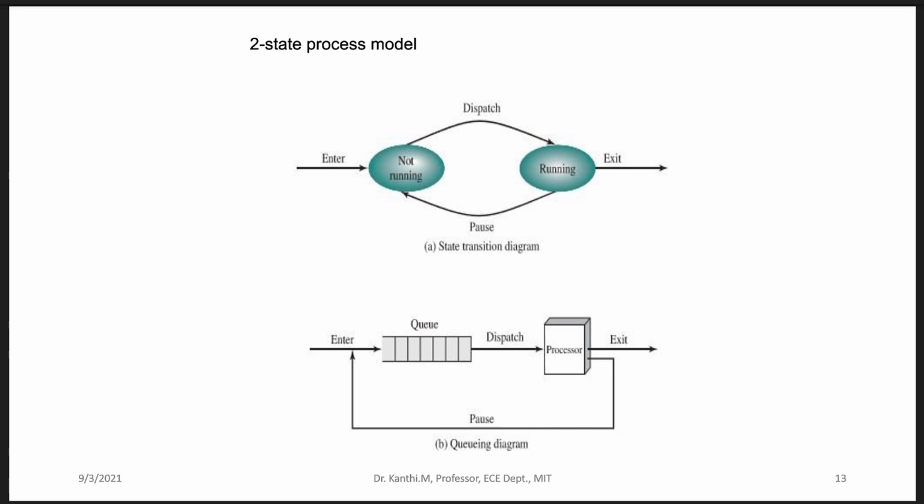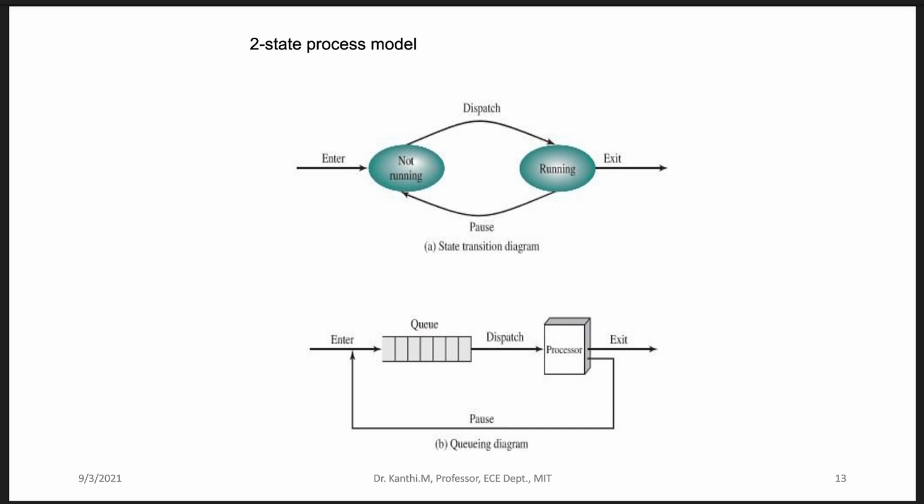So let us start with the simple two-state process model. A simple model of a process. In the beginning, as I just mentioned, when a process is created, straight away we put it in the ready list. In a very basic way, a process is either not running or running. A not-running process, when it is dispatched, meaning getting the processor time, starts running. If there is a timeout or a pause, it will go back to the ready list. If it has finished, it will exit.